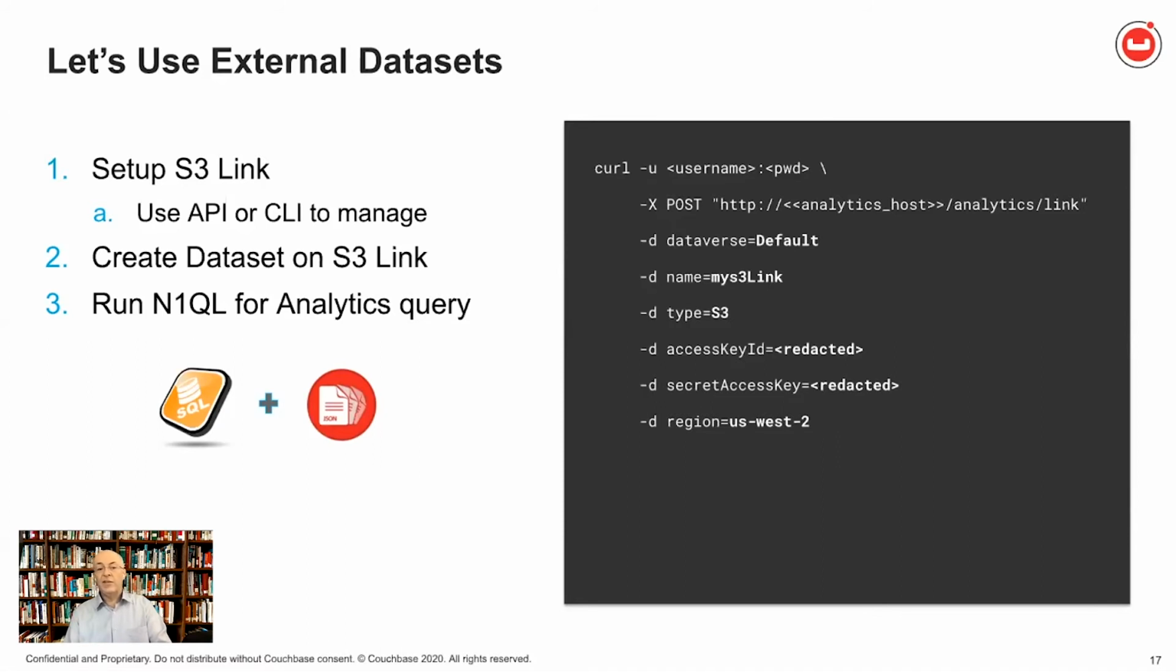This is one way, using the REST API. Here we have a curl on the right, and we're creating a link. The link is stored in a Dataverse called default. Then the link has a name, my S3 link. It has a type, so it's a link to some S3 bucket, and the type is S3. And then we have the access key ID and the secret access key, which are the credentials for AWS, and of course the region in which our S3 bucket is stored.